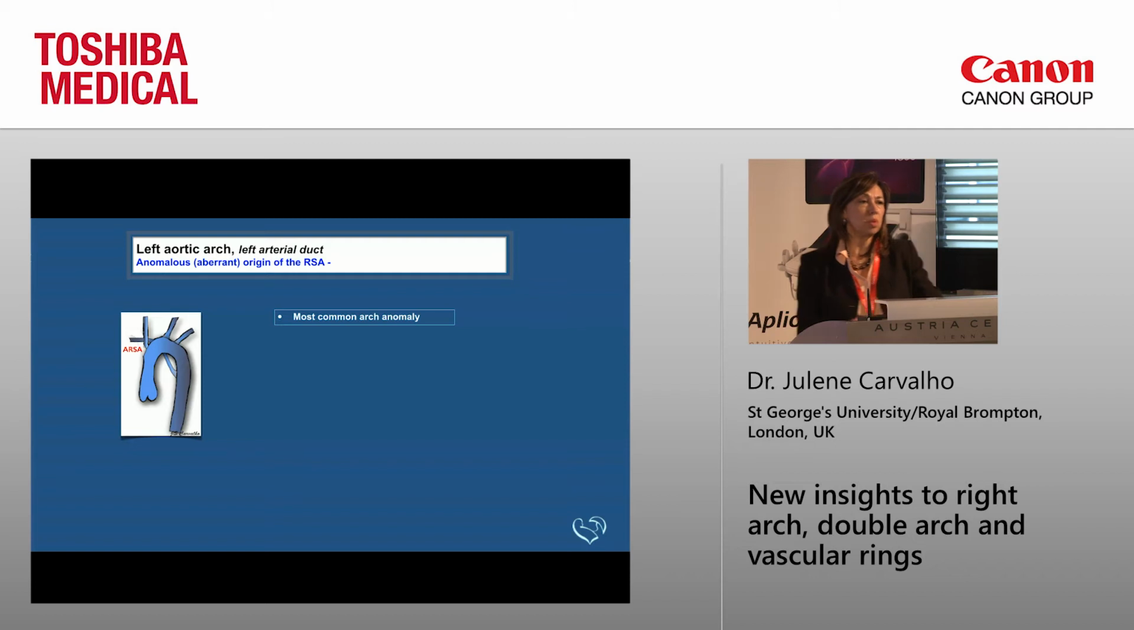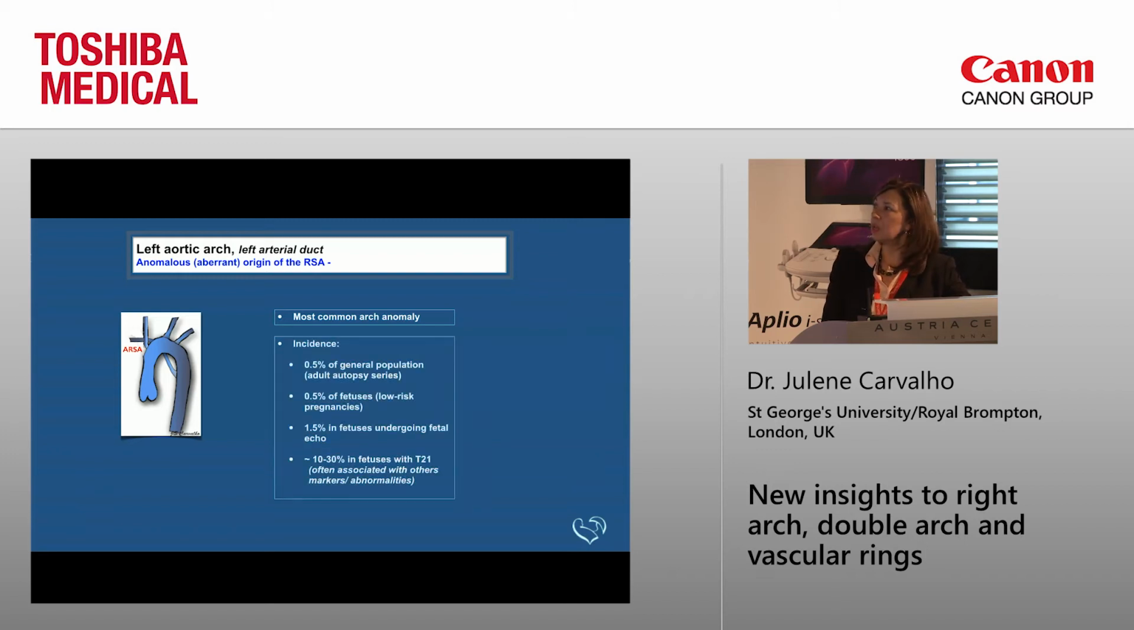Now, this is probably the most common arch anomaly, and if you're looking for that, particularly with the new equipment, sometimes you don't need to look, you see that very clearly on the scan. The important thing to remember is it is relatively common in the general population. It's supposed to be 0.5% in adult series, 0.5% in fetuses, low-risk pregnancies.